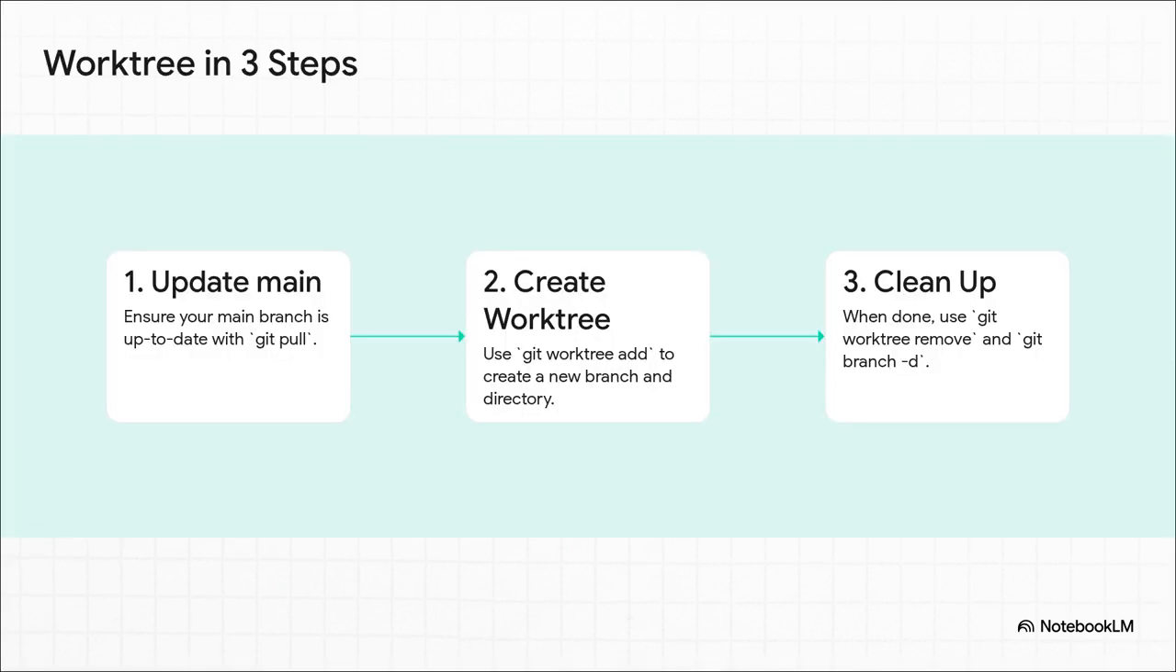And you know what? Getting started is way simpler than you might think. First, you just make sure your main branch is up to date. Then you run a single git worktree add command. That one command creates both a new branch and a new directory for it. And when your work is done and merged, a couple of quick cleanup commands get rid of the worktree and the branch, keeping your whole project nice and tidy.